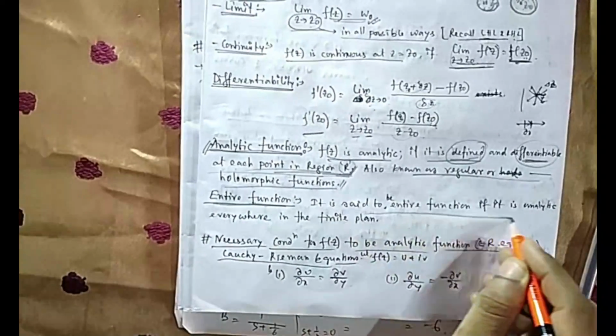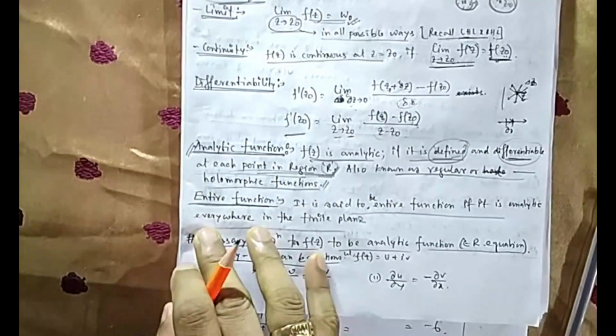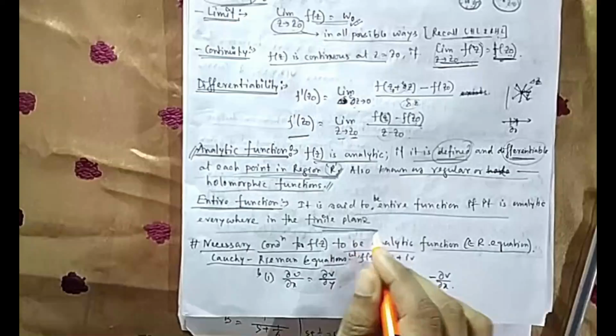What is an entire function? It is said to be entire if it is analytic everywhere in a finite plane. Suppose a plane is given and it is analytic in the entire plane, then you will say it is an entire function. It is in a finite plane, it should not be infinite. If at every point it is defined and differentiable, then you will say it is entire.